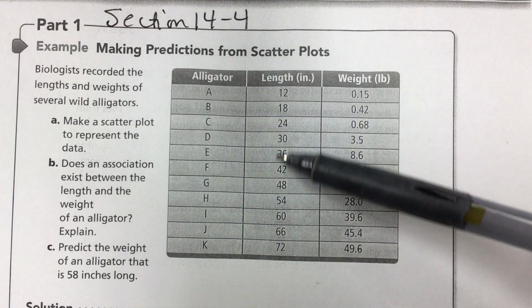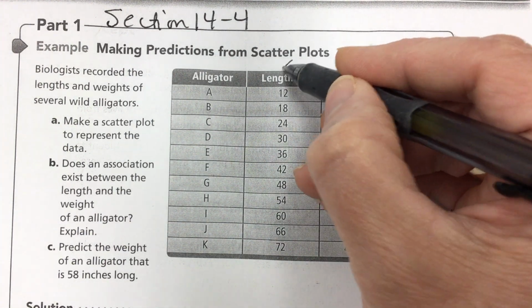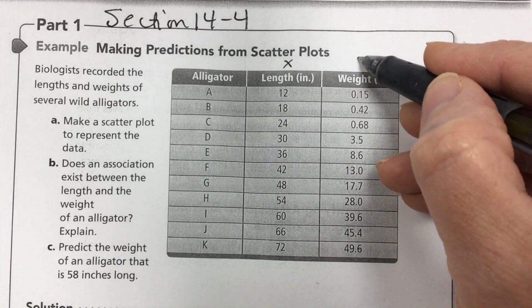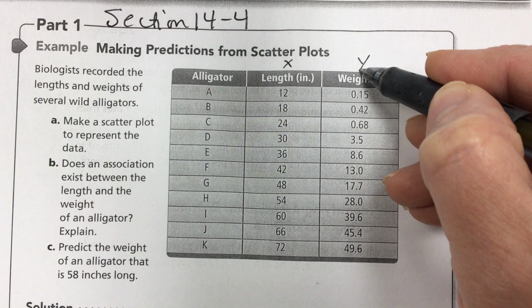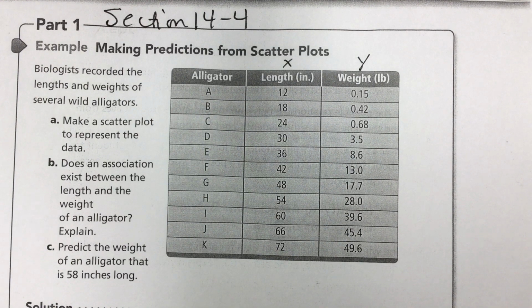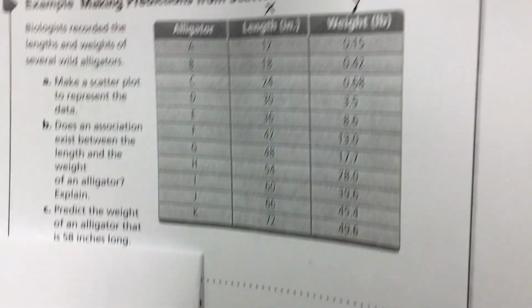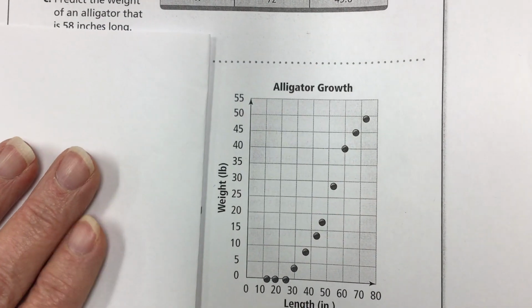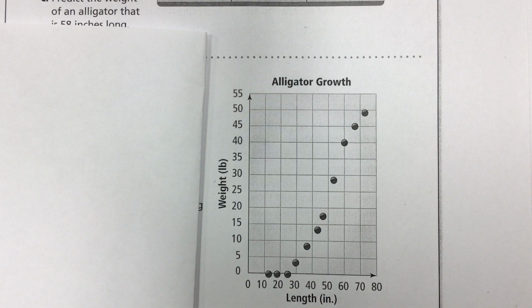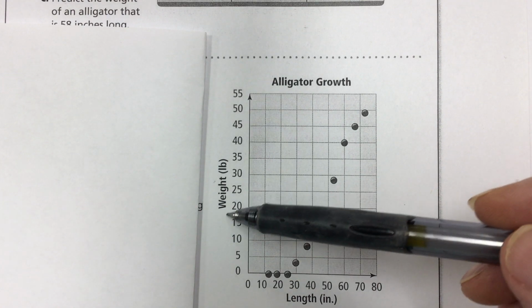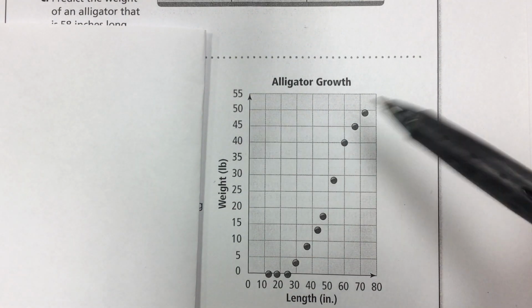So we'll let the length of the alligators be the x-axis, the weight of the alligators be the y-axis. We're going to title our scatter plot as alligator growth. So look at this alligator growth here. So we have our length and we have our weight.